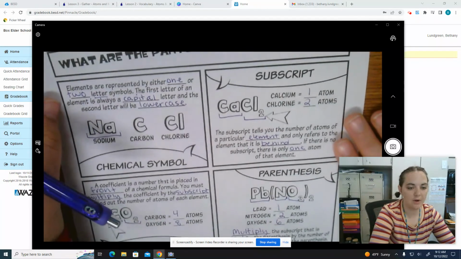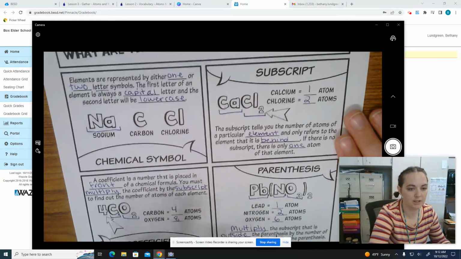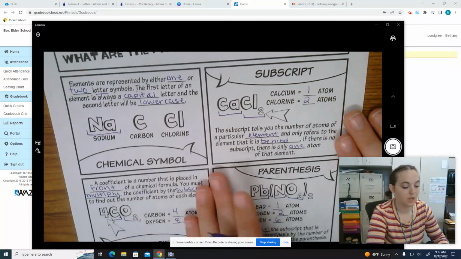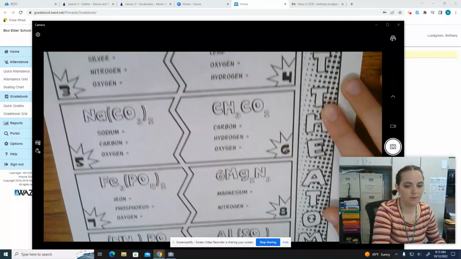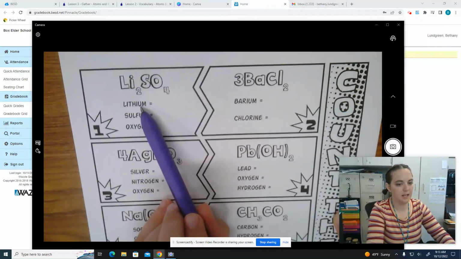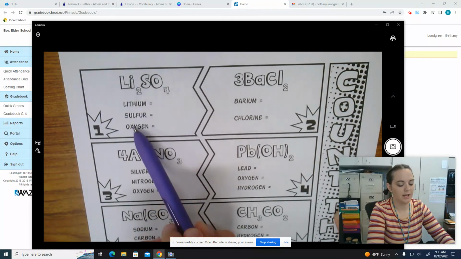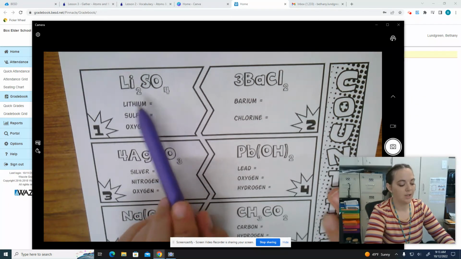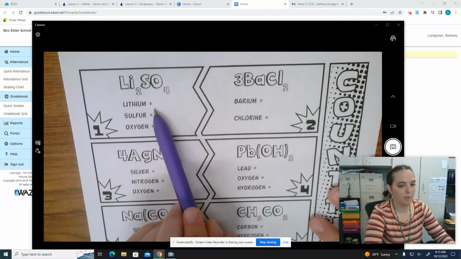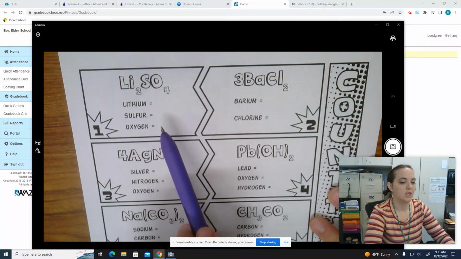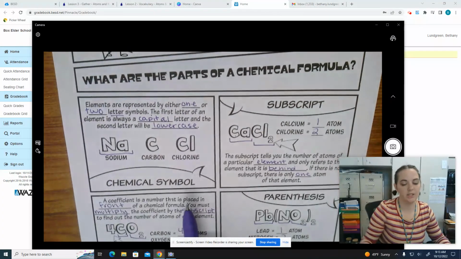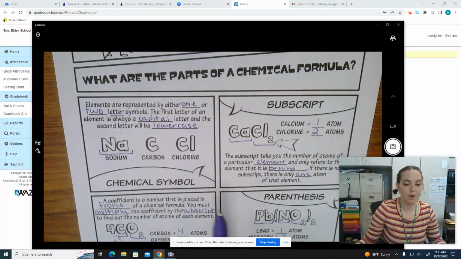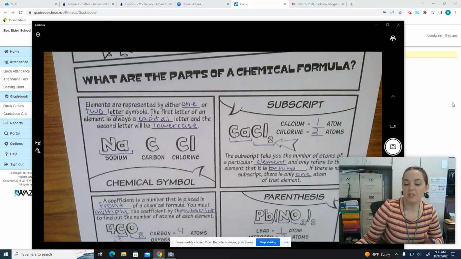Okay, this is how you are able to read the parts of a chemical formula. On the other side of this paper, when you flip it over, you'll see all of these formulas, and it has the names of all the elements that are inside this molecule. You're going to write down the number of atoms of each of these using the 4 parts that I just explained to you. If you're confused or you don't remember the part, rewind this video. You can pause wherever you need to help you finish this worksheet.